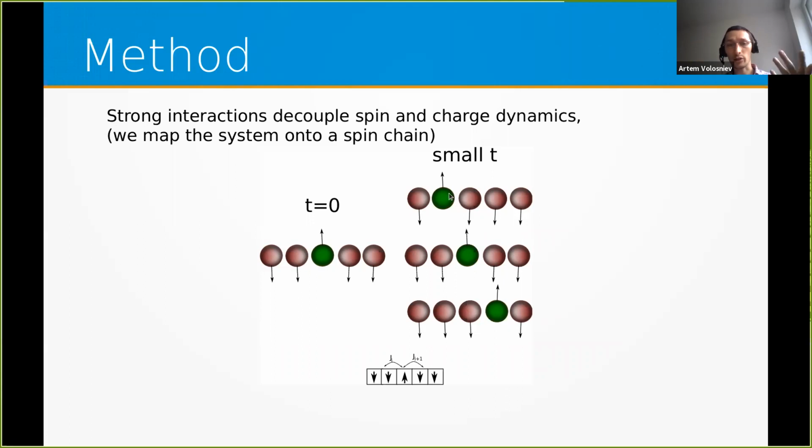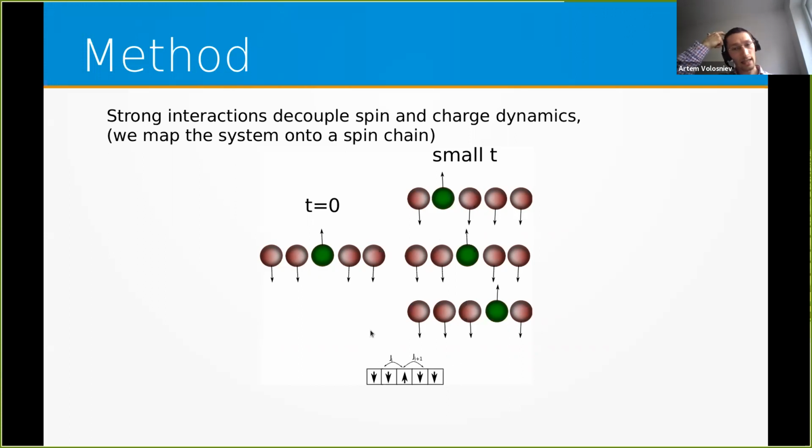But what cannot happen is that this particle suddenly is two sites away from the middle, because it just does not have enough time. It needs first to exchange position with its neighbor, and then exchange position with another neighbor. And this dynamics is actually very similar to a standard spin chain that we all know and love. And it looks like that.